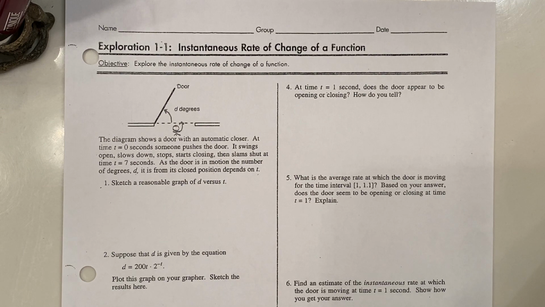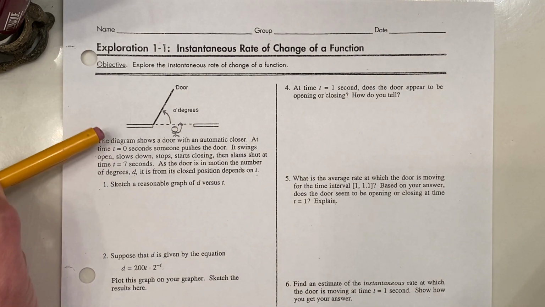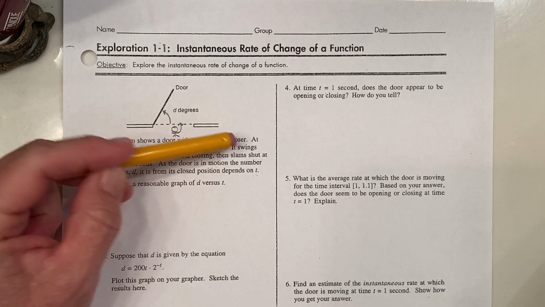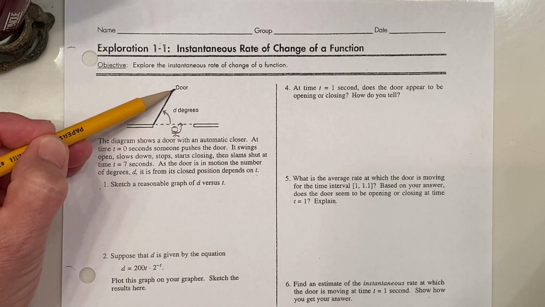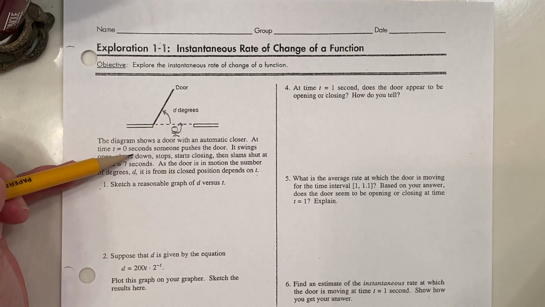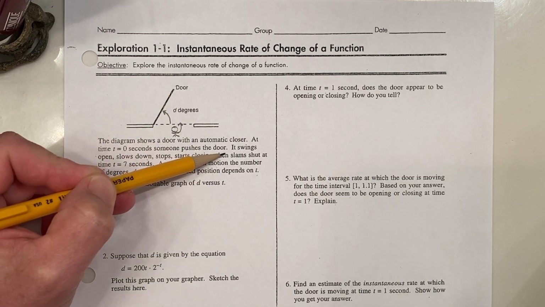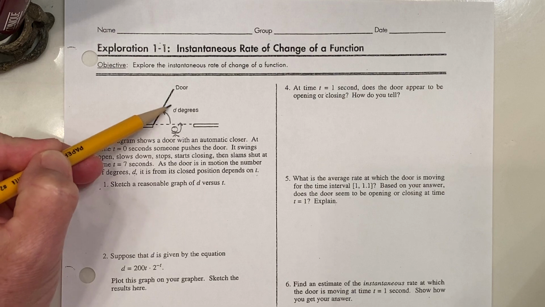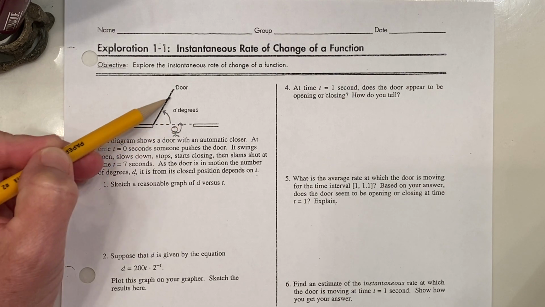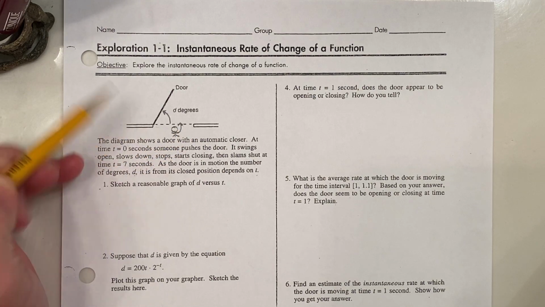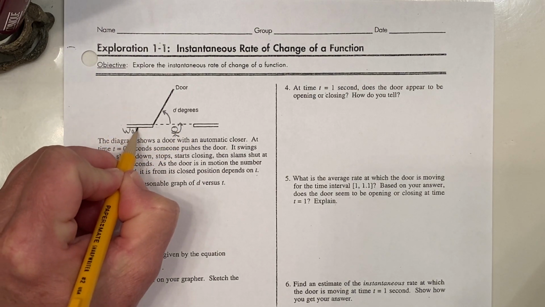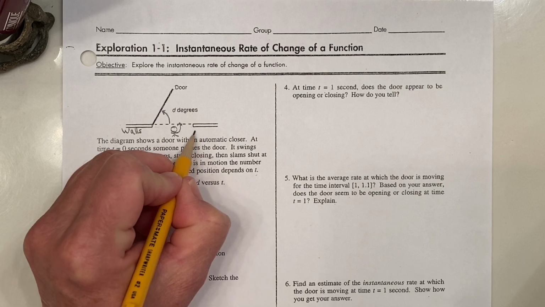All right, our problem situation is right here. The diagram shows a door with an automatic closer. I don't see the closer, but I do see the door here. At time equals 0 seconds, someone pushes the door. So let's say that this door had originally been closed, so this line segment would have been flush with, or horizontal with, the two walls. We'll call these walls.